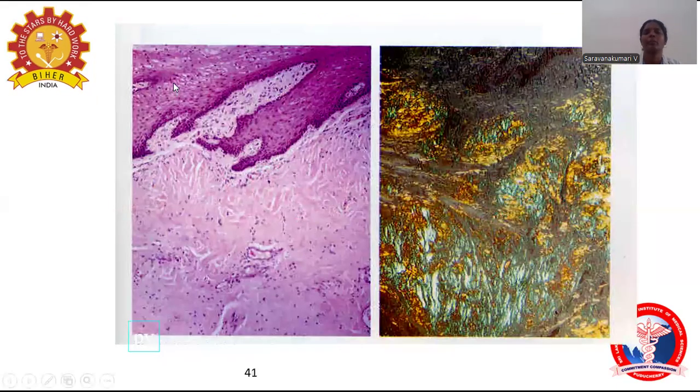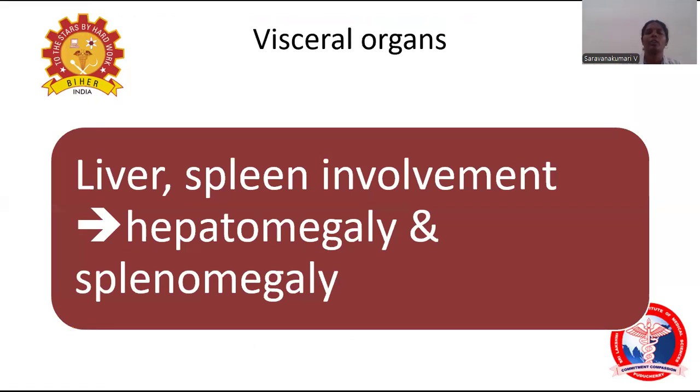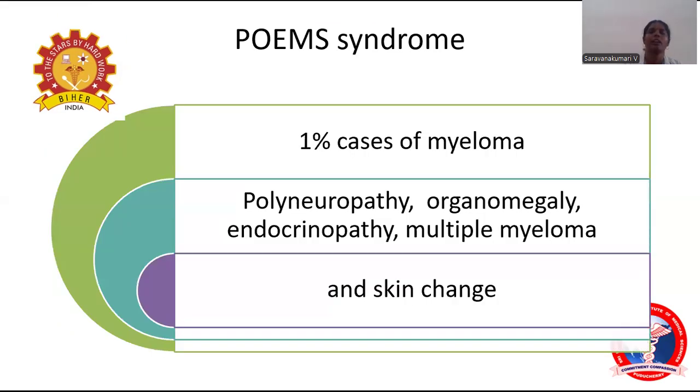And this is the amyloid deposit in the skin, the subcutaneous tissue, and this is the special stain, apple green birefringence, which is positive for the amyloid. Not only in the nerve root, it also involves amyloid deposits in the liver and spleen and leads to hepatomegaly and splenomegaly. And sometimes POEMS syndrome also will be noted in 1% of the cases of multiple myeloma. POEMS: P for polyneuropathy, O for organomegaly, E for endocrinopathy, M for M protein, and S for skin changes.